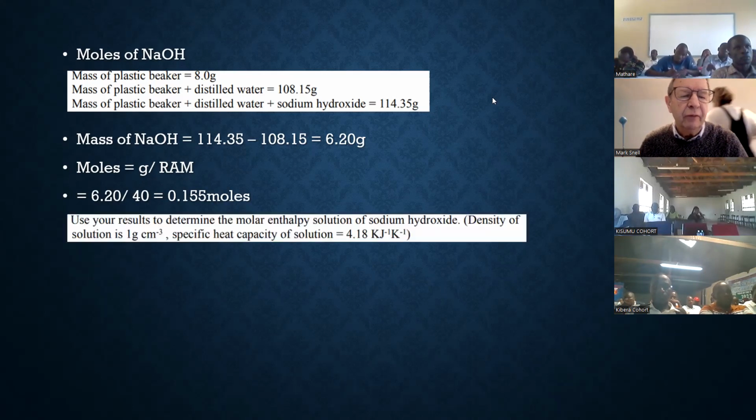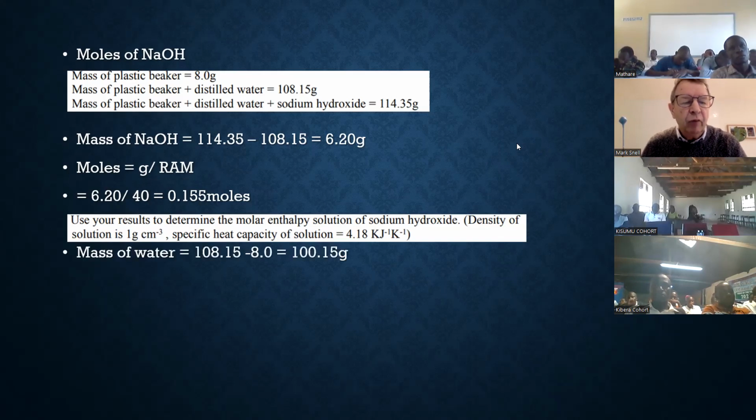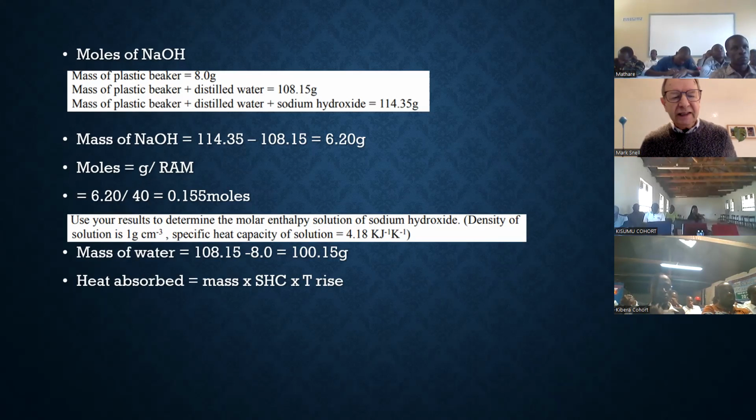Then you need to focus on a different part of the question. Use your results to determine the molar enthalpy. Okay. So using your results, first I have to work out the heat that has been transferred to the water to start with, not the molar enthalpy at all. So we call that Q. A lot of you will call that Q. So I say, okay, I've worked out the mass of water, 100.15 grams. I know that the heat absorbed, and they have to remember this, is the mass of water times the specific heat capacity times the temperature rise or drop corrected for cooling or warming.